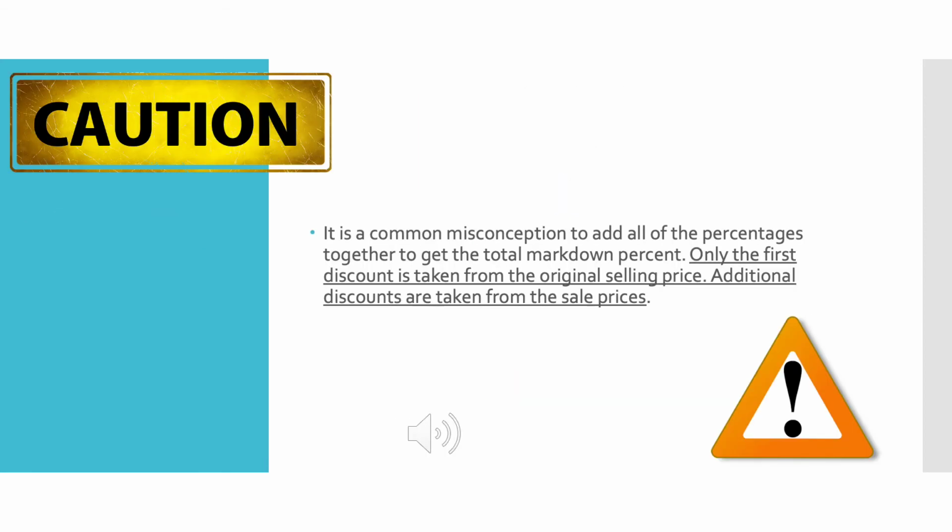So caution, it is a common misconception to add all of the percentages together to get the total markdown. As I stated in our last example, we do not want to add that 25% and the 15% to give us a 40% discount on the original selling price of the jeans. We first took the 25% markdown. Only that first discount is taken from the original selling price. Additional discounts are taken from the sale prices.